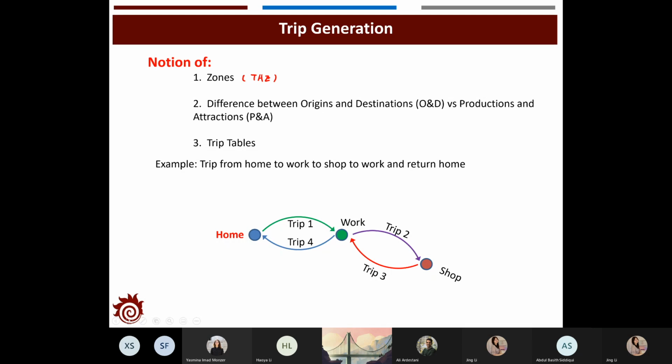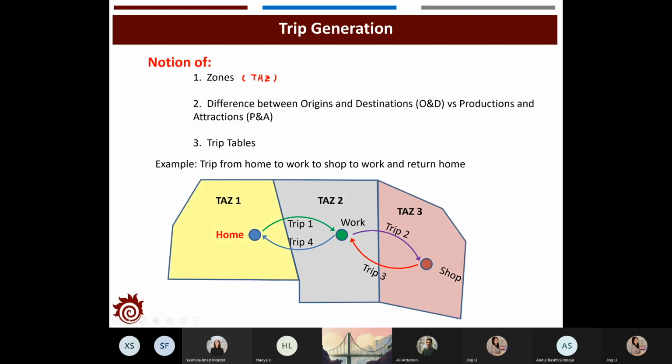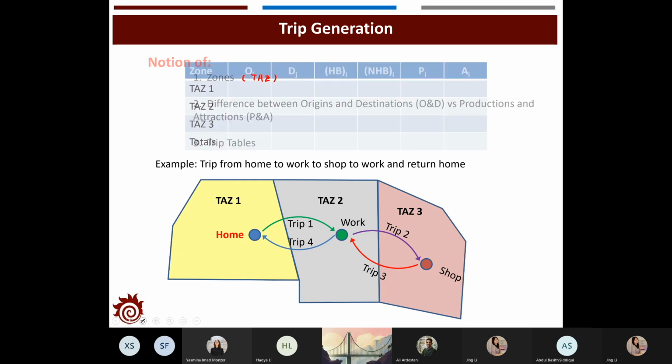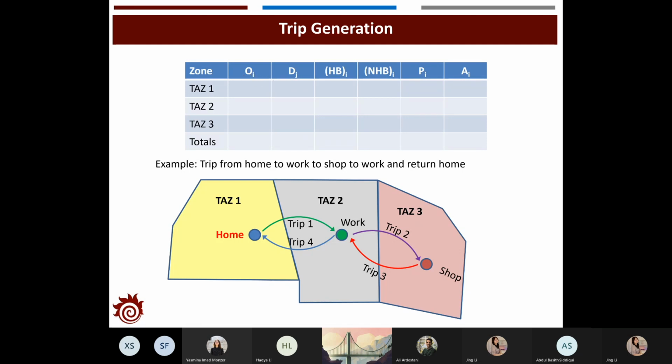And we will specify 3 regions. Region 1, the home is in zone 1, work in zone 2, and the shop in zone 3. With the 3 zones, we can then specify how many origins in each zone, how many destinations, how many productions and attractions, and how many home-based trips and non-home-based trips. So let's list this in a table. For now, we have 3 TAZ zones.